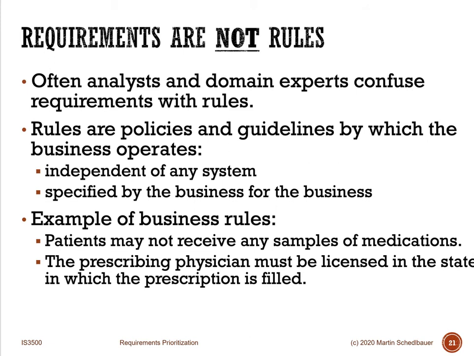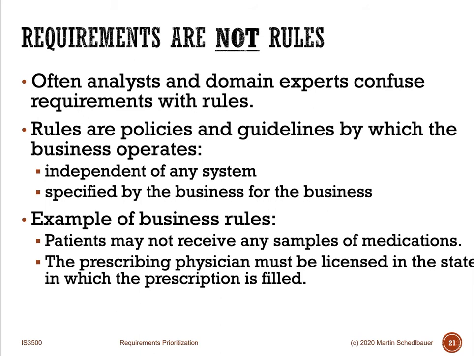And then you discover rules. Now this gets a bit tricky because a lot of analysts assume that the rules are the same as requirements, but they're not. Rules are policies and guidelines by which the business operates. They're independent of any system. They're specified by the business for the business, and it doesn't matter if you're building an information system or not, they still have to be enforced. But of course, we often build information systems to automatically enforce all the business rules. In which case, of course, the fact or the requirement that they have to be enforced becomes a requirement.